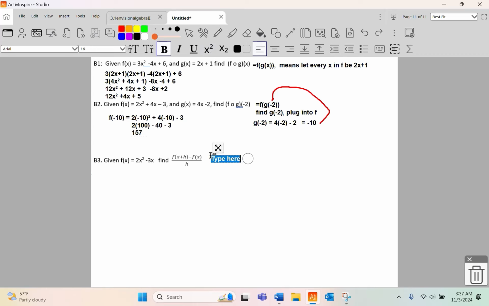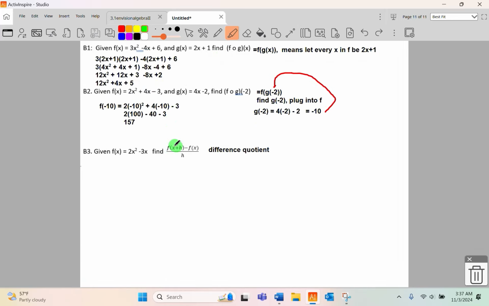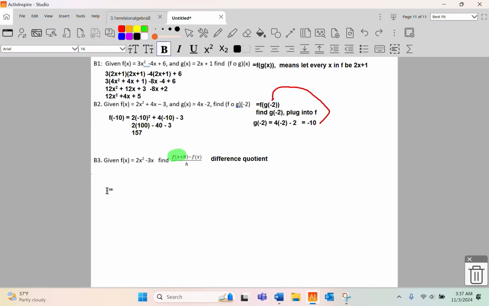Here we have what's called the difference quotient. Unless you take bridge math, you're required to know this next year, so you may as well figure it out. I'm going to start with this piece right here, this f of x plus h. That means that every x that I see becomes x plus h. And it's squared, so I have to write it twice.